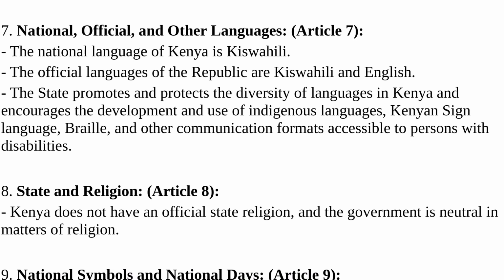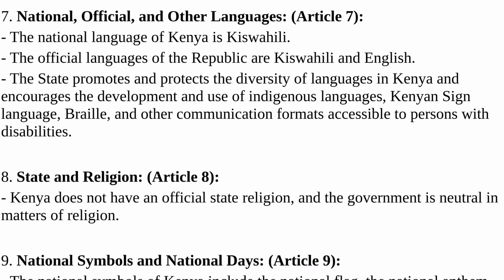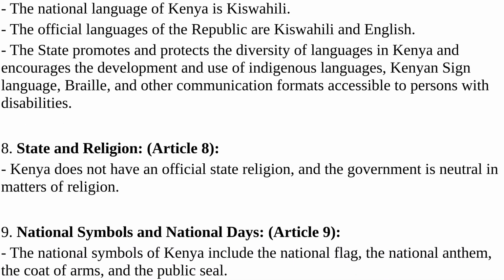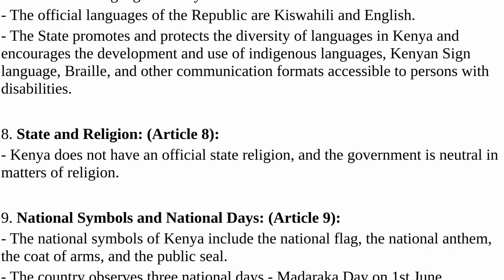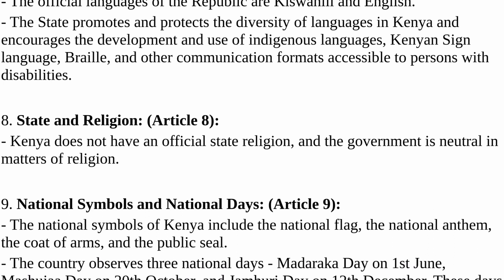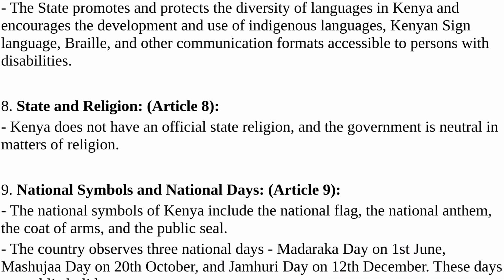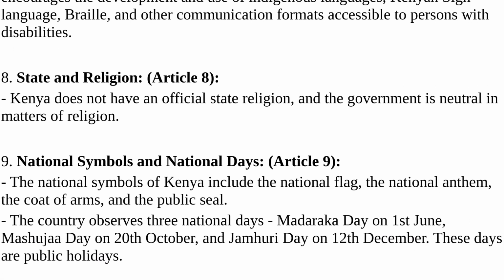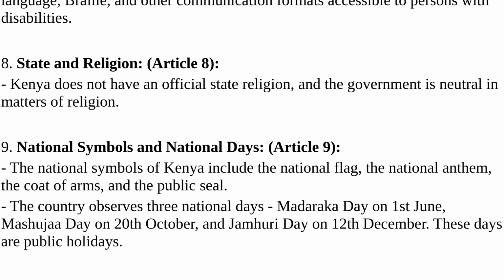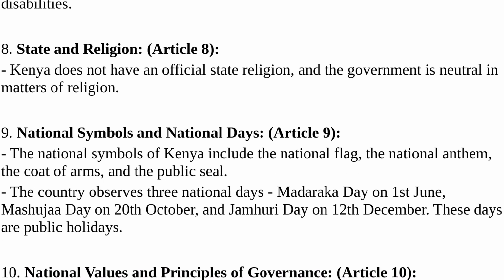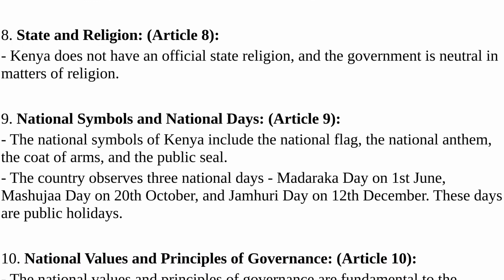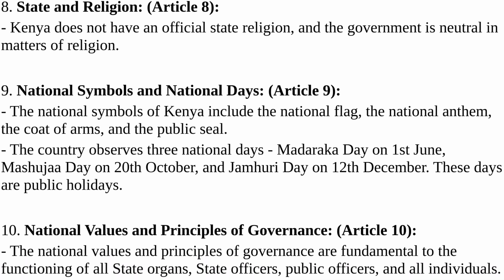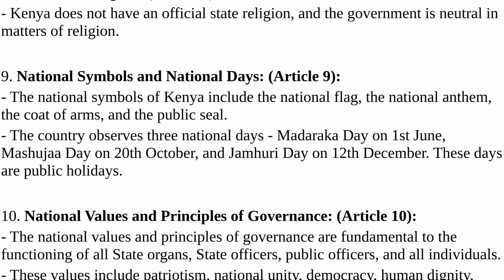8. State and Religion. Article 8. Kenya does not have an official state religion, and the government is neutral in matters of religion. 9. National Symbols and National Days. Article 9. The national symbols of Kenya include the national flag, the national anthem, the coat of arms, and the public seal. The country observes three national days: Madaraka Day on 1st June, Mashujaa Day on 20th October, and Jamhuri Day on 12th December. These days are public holidays.